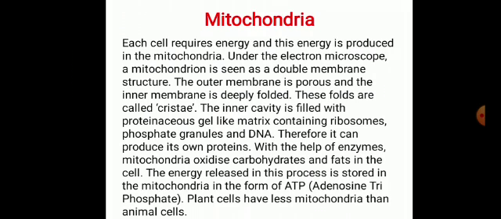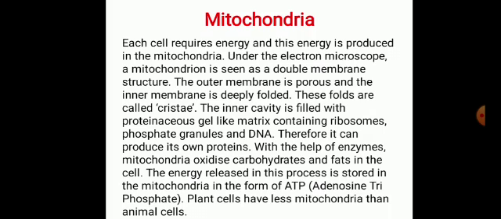The inner cavity is filled with a proteinaceous gel-like matrix containing ribosomes, phosphate granules, and DNA. Therefore, it can produce its own proteins. With the help of enzymes, mitochondria oxidize carbohydrates and fats in the cell. The energy released in this process is stored in the form of ATP, adenosine triphosphate. Plant cells have less mitochondria as compared to animal cells. Singular is mitochondrion and plural is mitochondria.